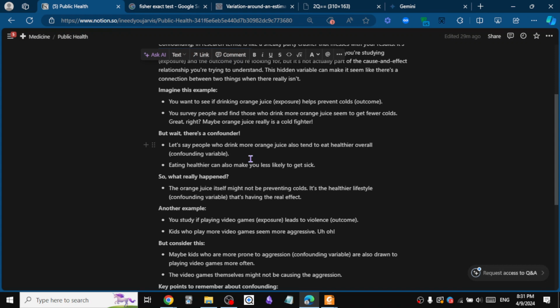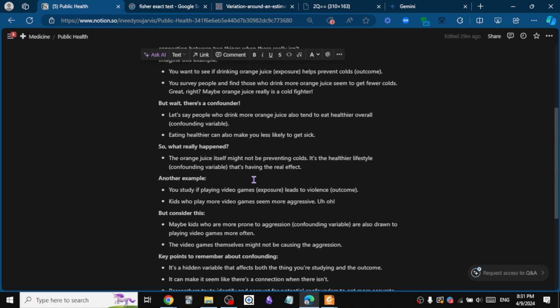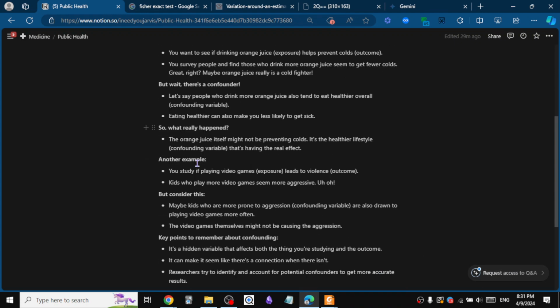You create layers where you see, okay, this variable is affecting this part of the flow, this part of the logic, right? So that's stratification, a way to alleviate that. Eating healthier can also make you less likely to get sick, right? So what really happened? Another example, okay?